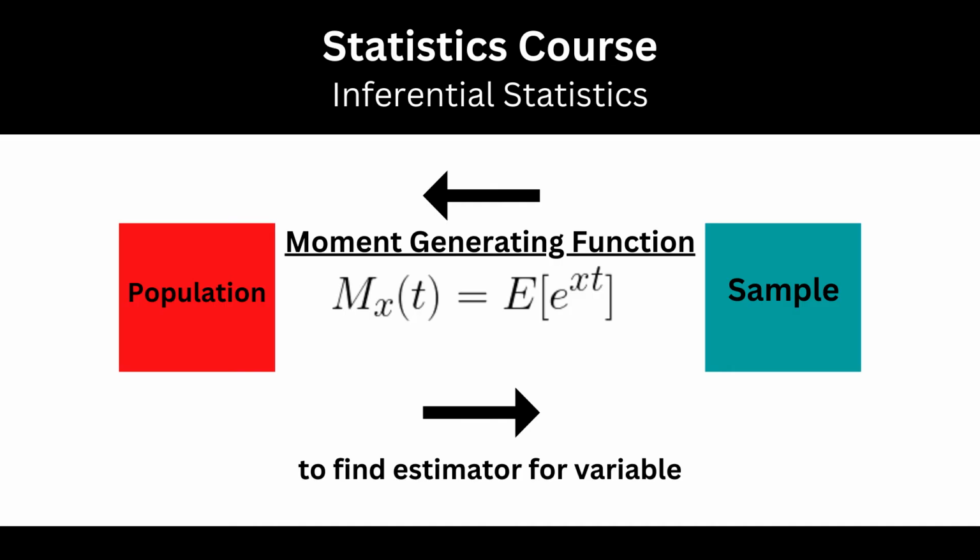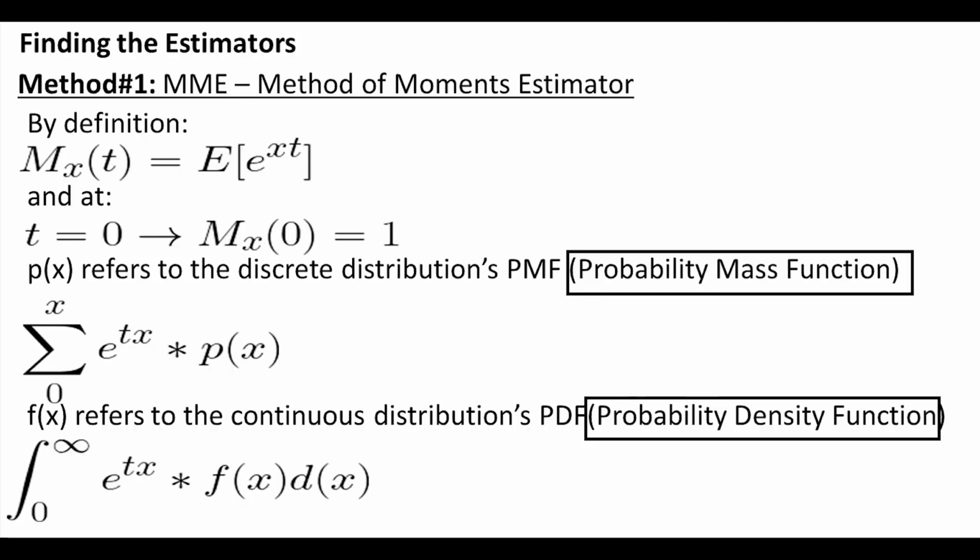The moment generating function is given by the expected value of e to the xt. The first step is figuring out which data type your distribution is, if it's discrete or continuous. Let's look at an example.